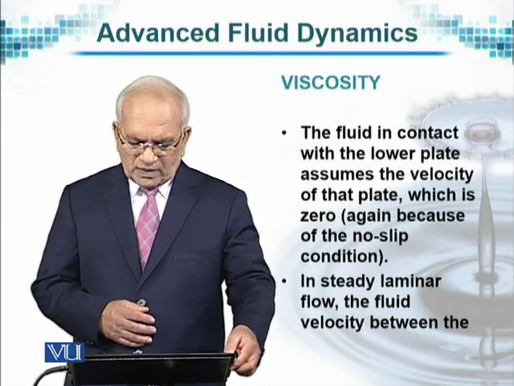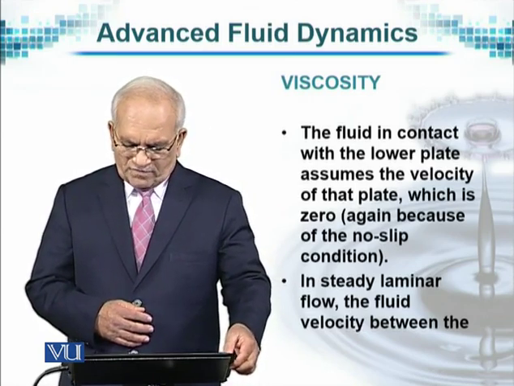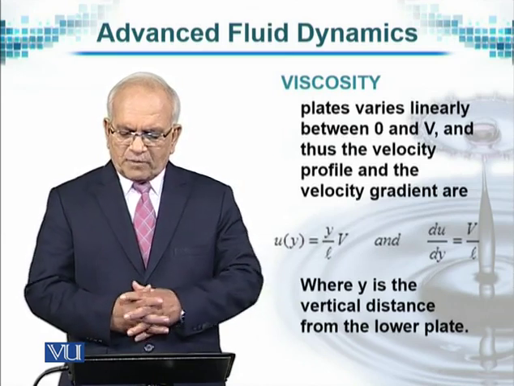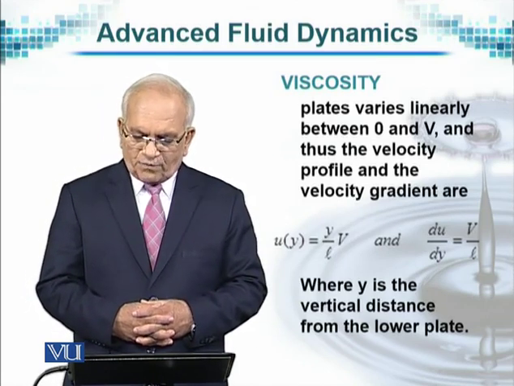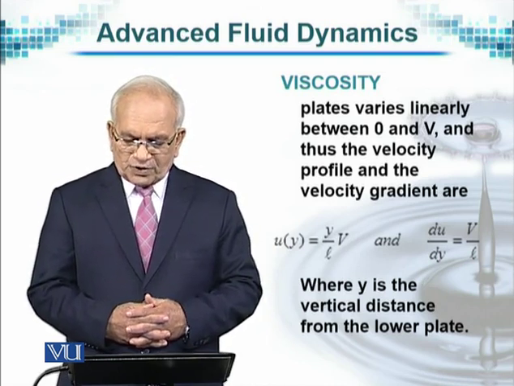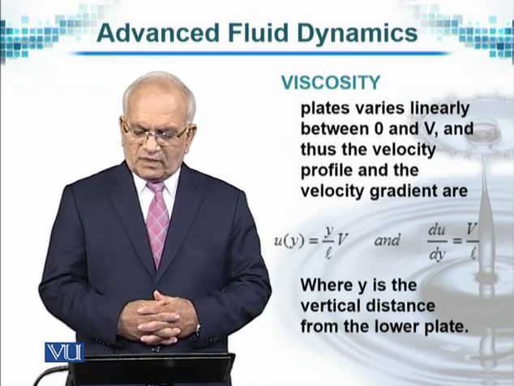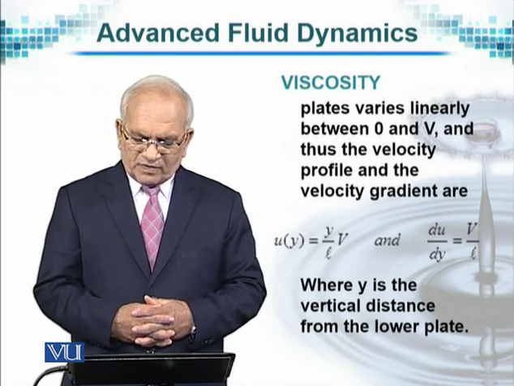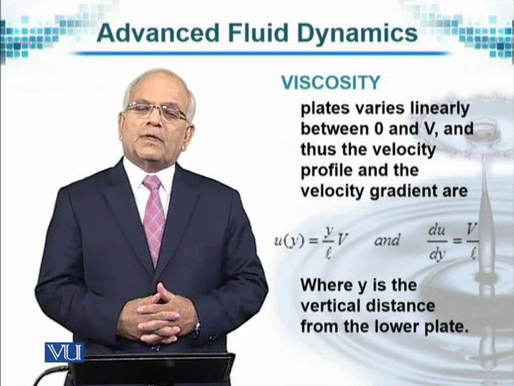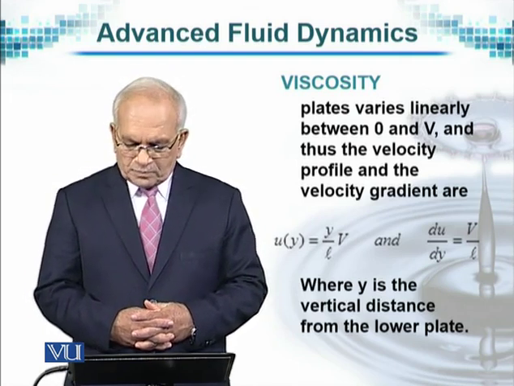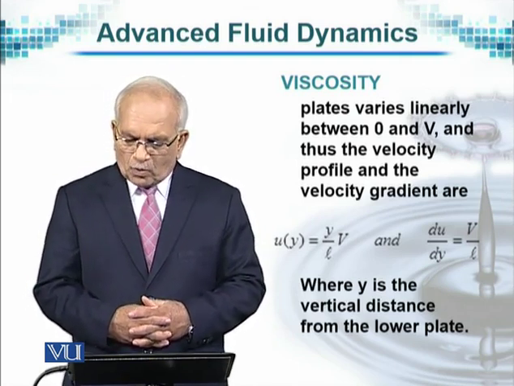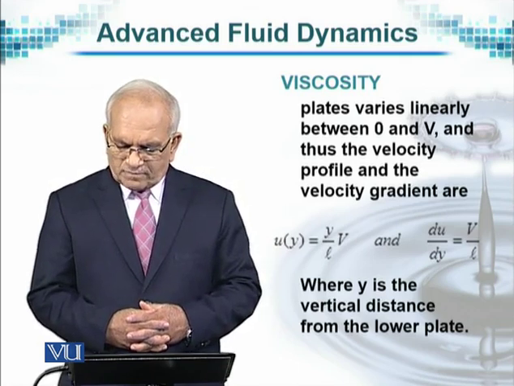In steady laminar flow, the fluid velocity between the plates varies linearly between 0 and v, and thus the velocity profile and the velocity gradient are given as, as I've said earlier, u is equal to y over l into v.